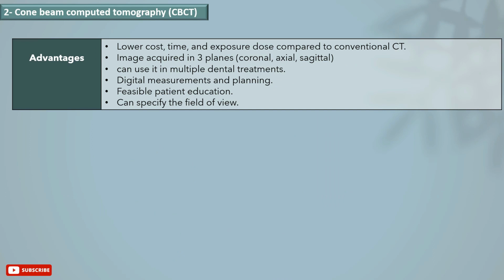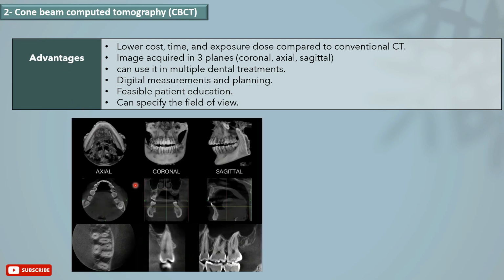Cone beam computed tomography has many advantages that make it more favorable over the other imaging techniques. Firstly, the lower cost compared to other methods. Secondly, a short time is needed to take a CBCT image, can be as short as 30 seconds. The exposure dose is very little compared to other methods, and especially the conventional CT. The resultant image can appear in 3 different planes: axial or transverse, coronal, and sagittal views. You can also use them in digital measurements and planning for implant placement.